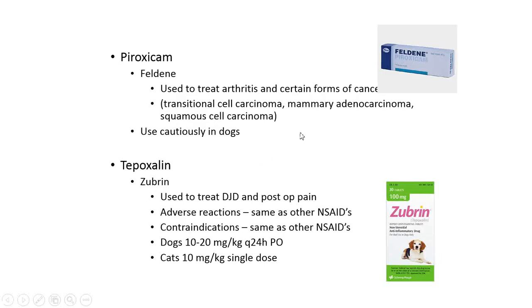Feldene, used to treat arthritis in dogs. Zubrin, one of the newer drugs out now. Okay, same as other NSAIDs, used in dogs and cats for DJD, degenerative joint disease, and post-op pain.